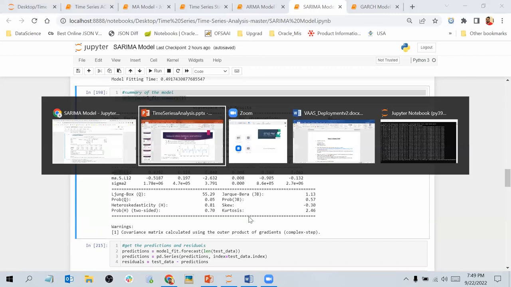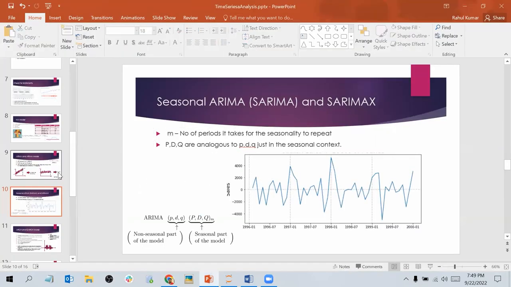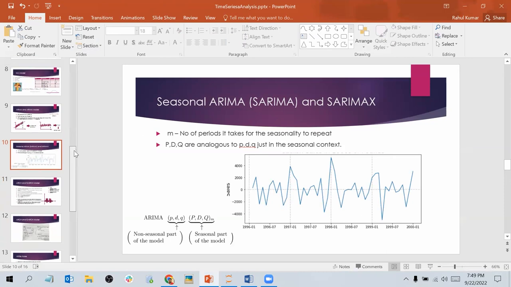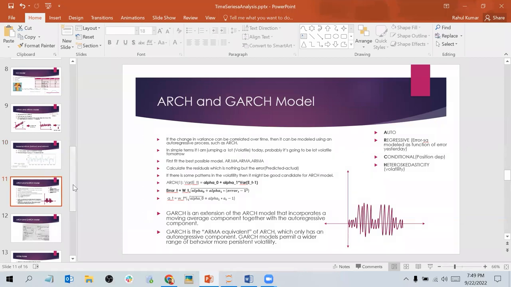Fine. Let me go back here. Till this point, we have taken care of seasonality and your exog. Now, we have not taken into consideration what happens to the residuals. Whatever prediction we make, there might be certain residuals to it, right? So we take out those residuals and calculate the volatility and the variance. If you see this plot right here, this is your volatility and variance plot.